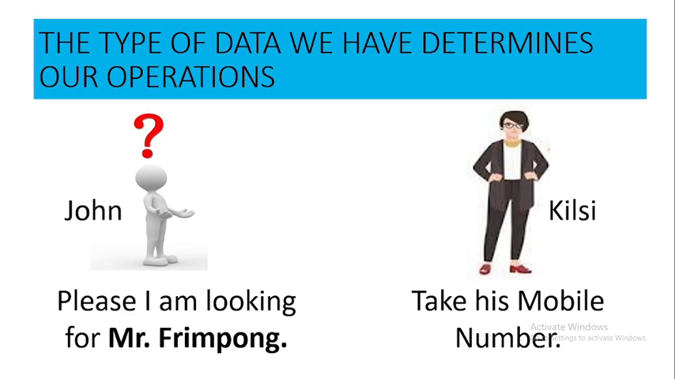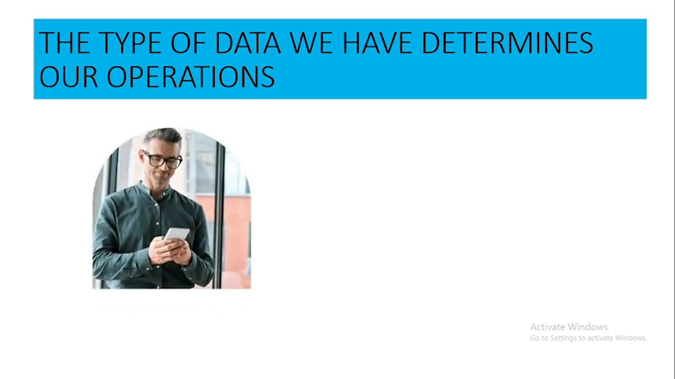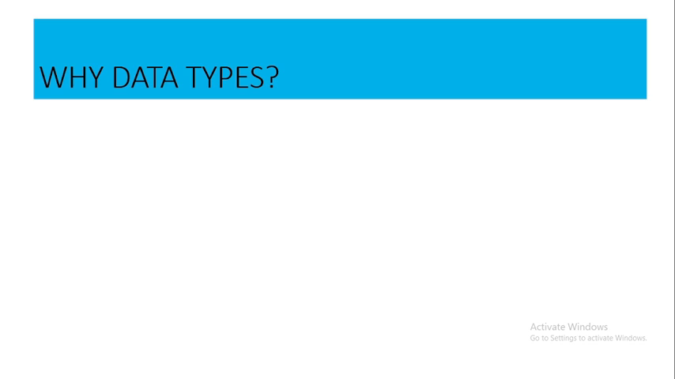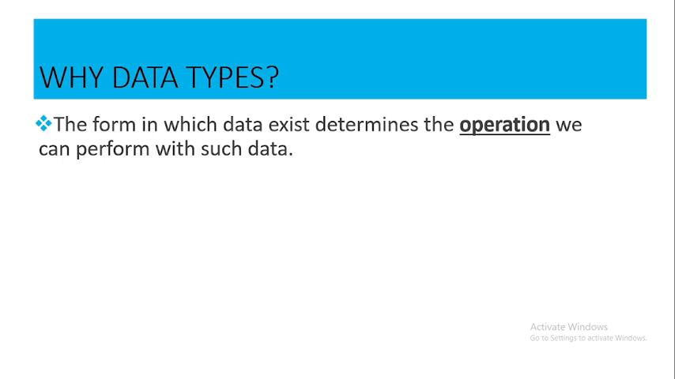The answer is typically no. Now that John has Mr. Frimpong's number, John will instead pick his mobile phone and then give Mr. Frimpong a call. So this actually tells us that the data we have determines our operations. Now, when we come to computing, the same thing happens. The form in which data exists determines the operation that we can perform with such data.